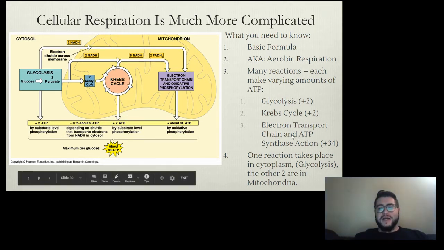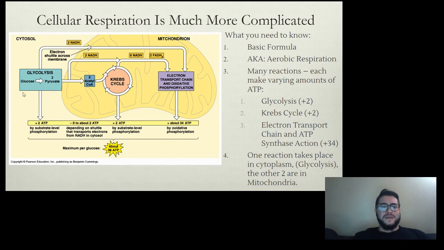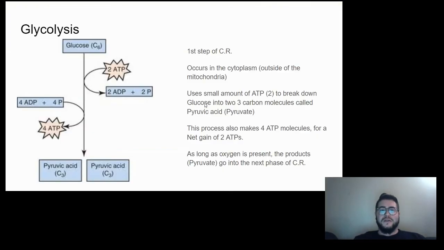And then understand where the reactions take place. Glycolysis happens outside the mitochondria in the cytoplasm. The Krebs cycle happens in the matrix, while the electron transport chain happens on the inner mitochondrial membrane. So let's go through each step.